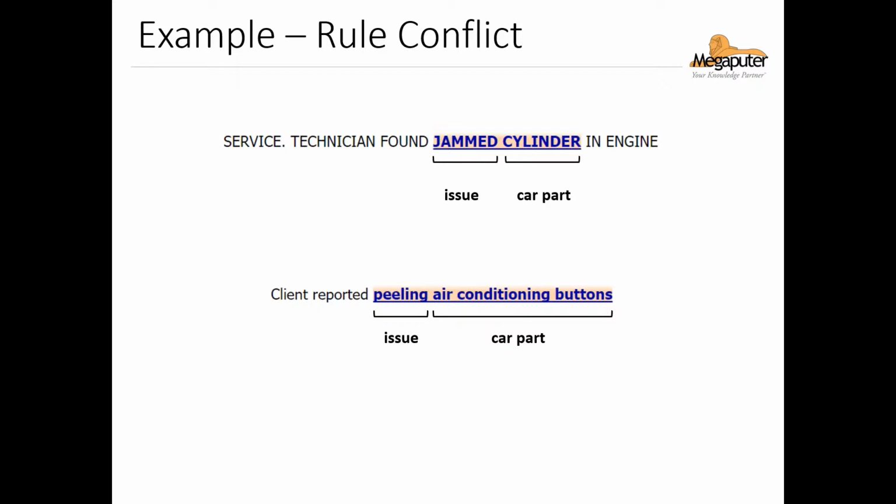But what if we have records like these in our dataset? Technician found jammed cylinder in engine, or client reported peeling air conditioning buttons. Now in these two records, the issue is listed first, followed by the car part, so we need a rule to cover that.